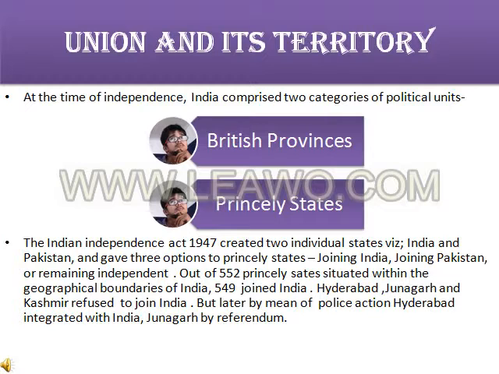What happened after that? Out of 552 princely states situated within the geographical boundaries of India, 549 joined India and the remaining three refused to be part of the Indian Union. Who refused? Hyderabad, Junagadh and Kashmir refused to be part of the Indian Dominion. Hyderabad joined India by means of police action. Junagadh joined after a referendum, and Kashmir by the instrument of accession. Instrument of accession, we all know what happened exactly. There was a formulation, a dealing with the then Kashmir king and the government of India, and it gave special status to Jammu and Kashmir. It was the case of Jammu and Kashmir.